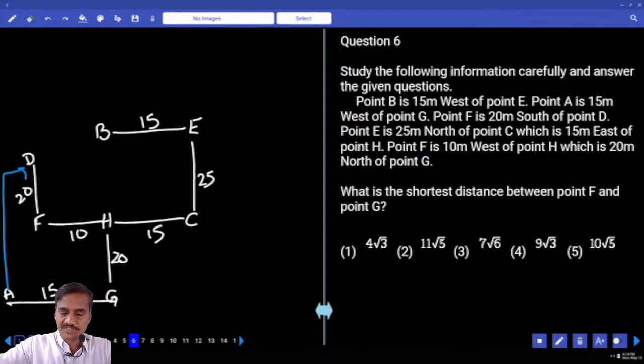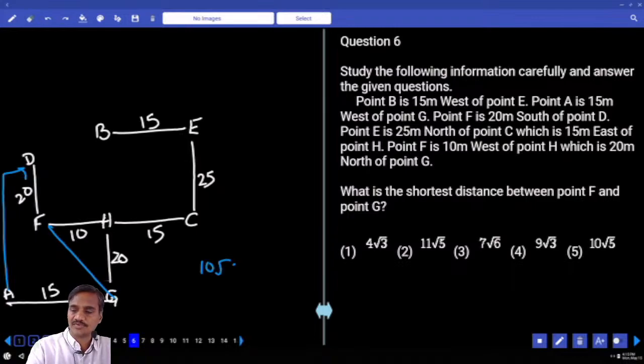And what is the shortest distance between F and G? Now the shortest distance between F and G: 10 and 20, so 100 plus 400 is 500. Now root over 500 can be written as 10 root 5. Choice 5, question number 6.